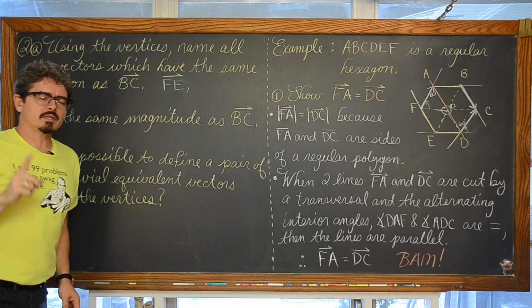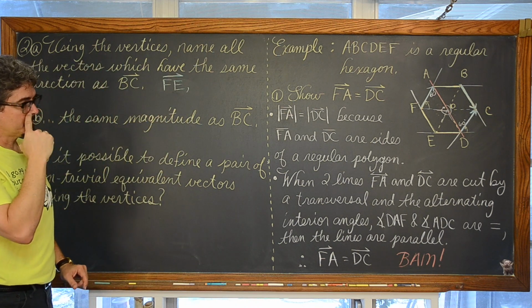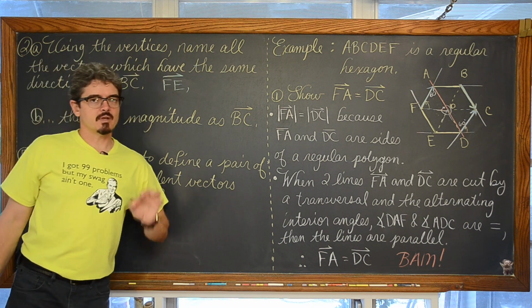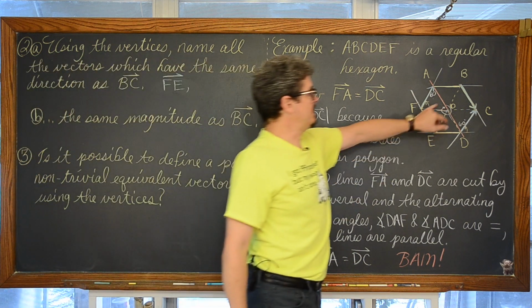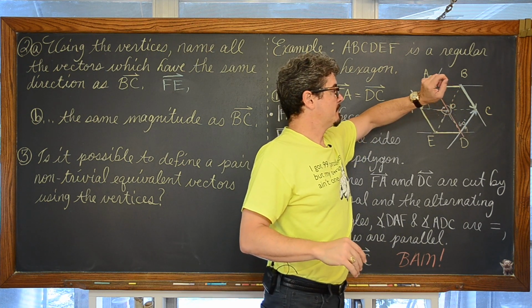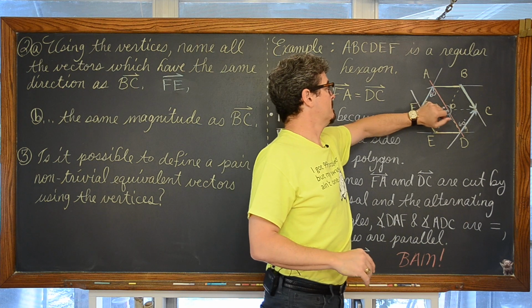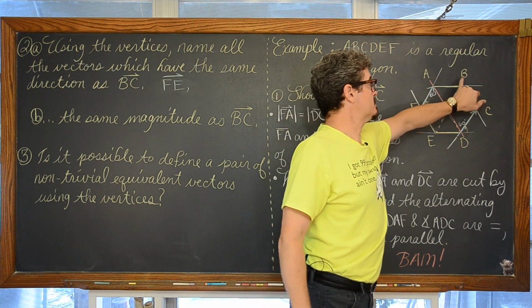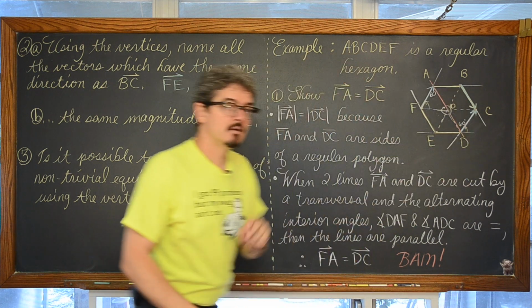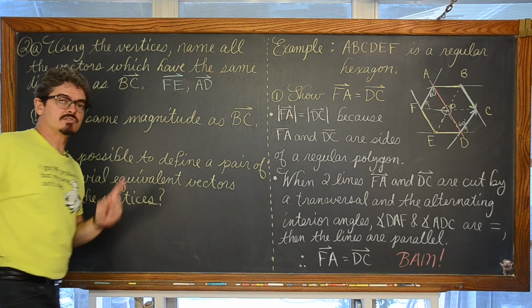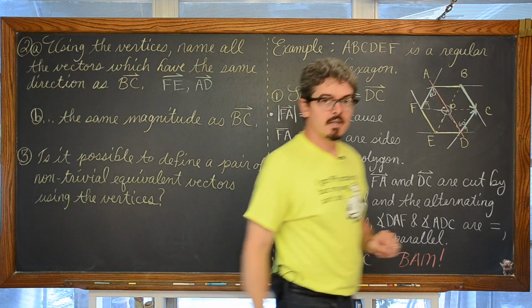Now don't get fooled into thinking that that's the only answer. It says using the vertices, not using the sides of the regular hexagon. So there's another one here. Now O is not a vertex, but there is a vector defined by the vertices A and D, which is going in the same direction as BC. So vector AD is your second answer. Those are the two answers to this particular question.